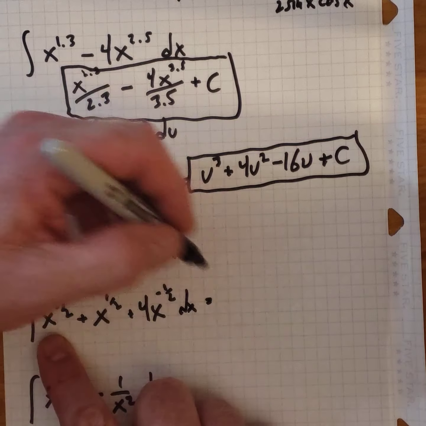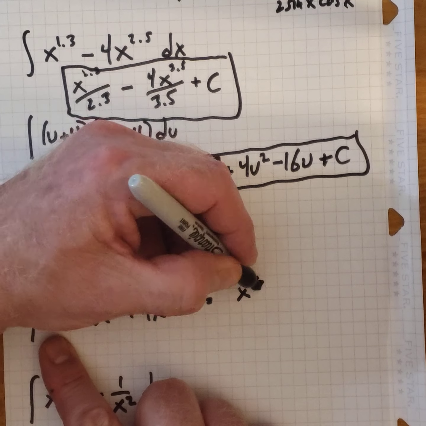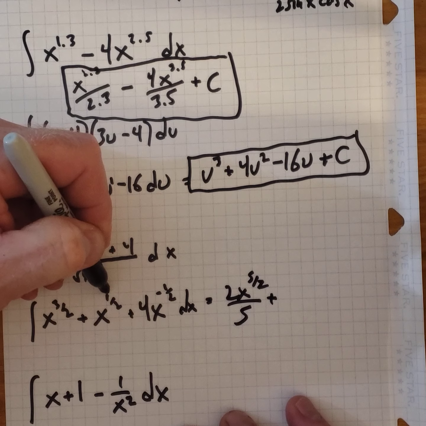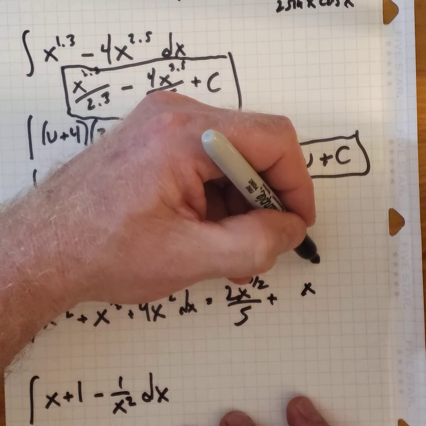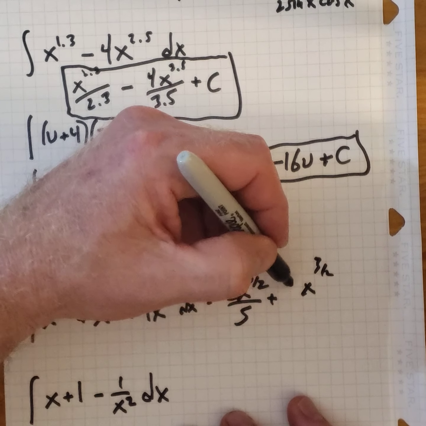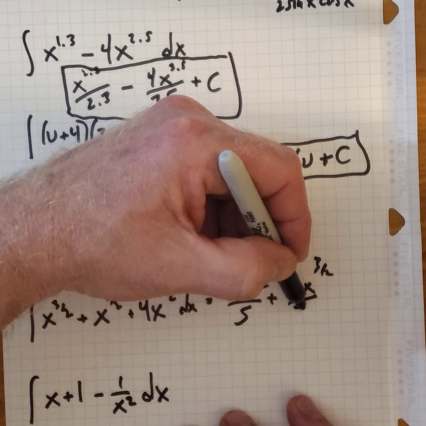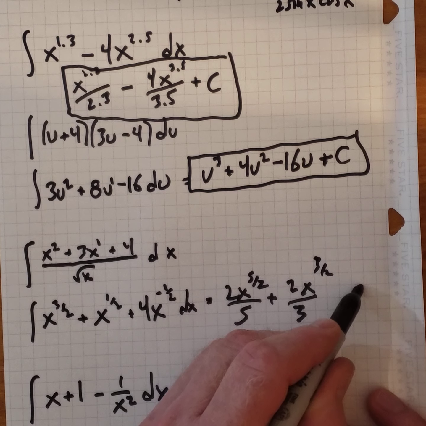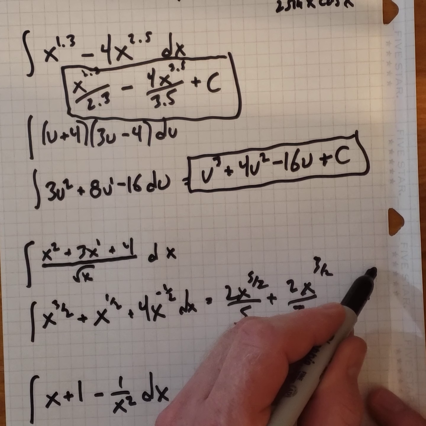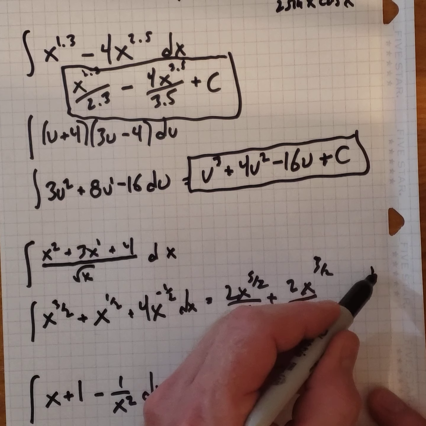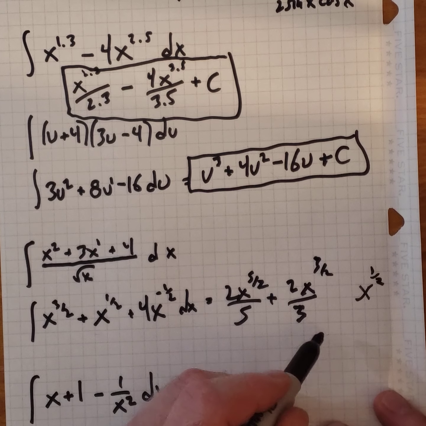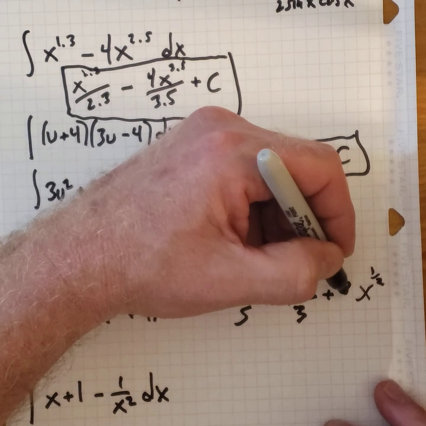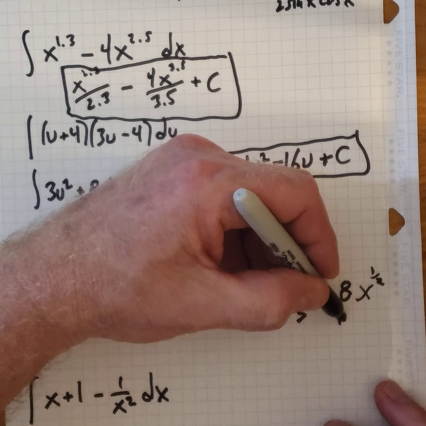All right, 3/2 plus 1 is 5/2. And then divide by 5/2 or multiply by 2/5. 1/2 plus 1 is 3/2, so we have x to the 3/2, divided by 3/2 or times 2/3. And here, negative 1/2 plus 1 is positive 1/2. And then we're going to divide by positive 1/2, which is the same as multiplying by 2. So we're going to get plus 8 there. And then we'll have, of course, our plus c.